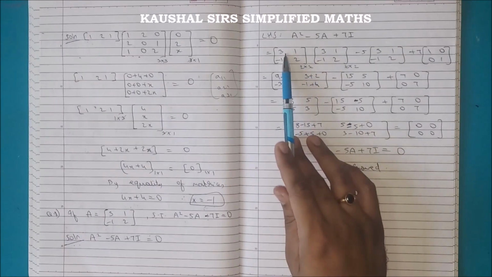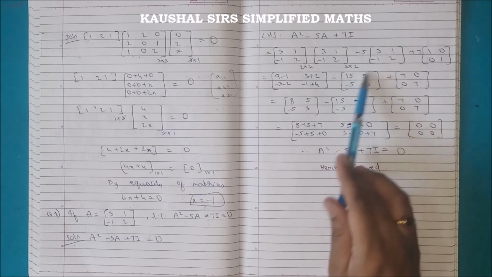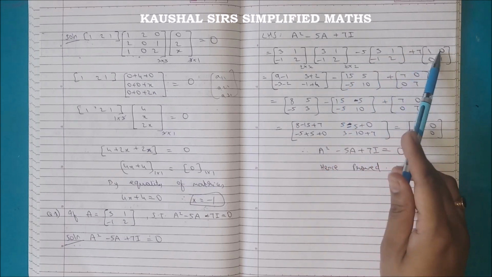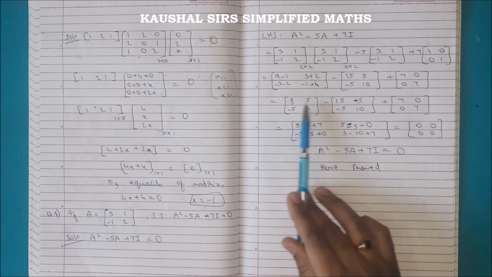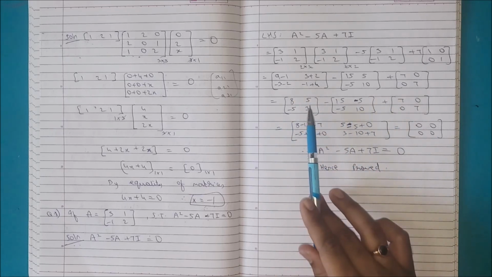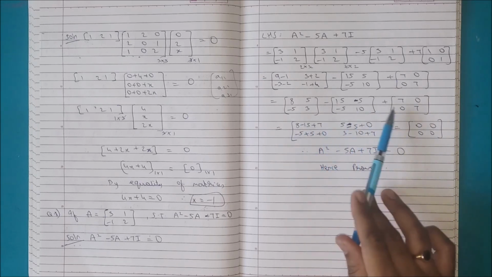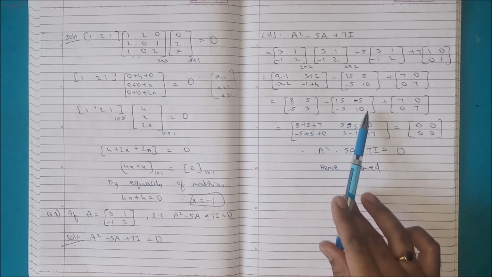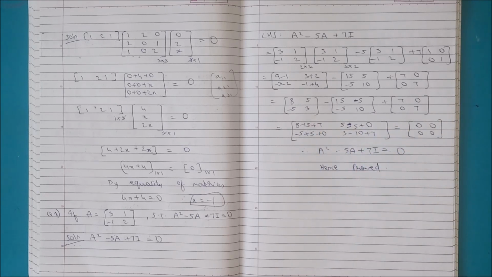Multiply A square and you get a matrix of the order 2 by 2. Do scalar multiplication of 5 inside, and multiply 7 inside as well. Okay, so now if you simplify you are going to get 8 minus 15 plus 7, 5 minus 5 plus 0, minus 5 plus 5 plus 0 and 3 minus 10 plus 7. So it comes out to be a 0 matrix.